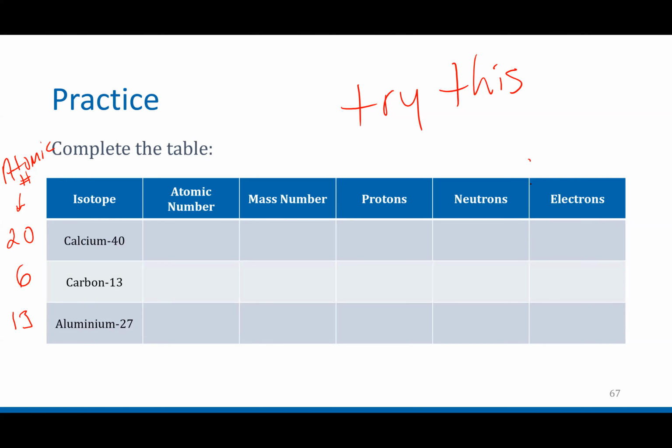The only other thing I really need to tell you is that, remember, in atoms, because they are neutral, and isotopes are the same thing, because they are neutral, electrons are equal to protons. That's for atoms and isotopes. So I'm going to stop talking. I'll put myself on mute for a minute and see how you guys do with this table. So I'll be back in 2 minutes.